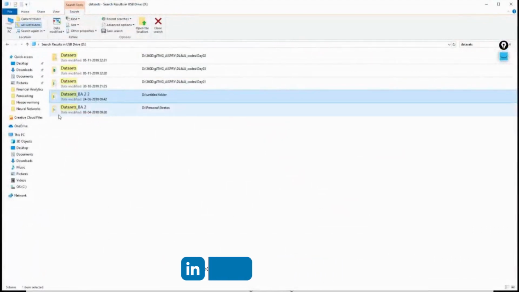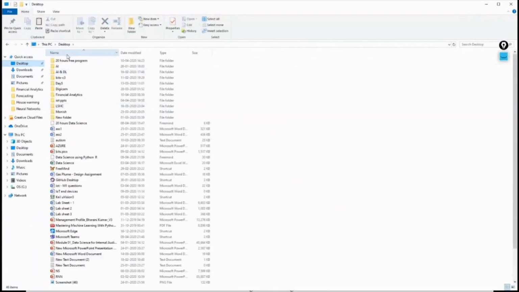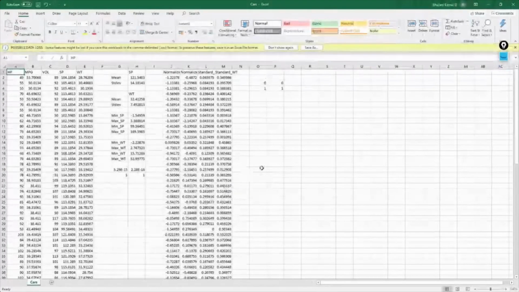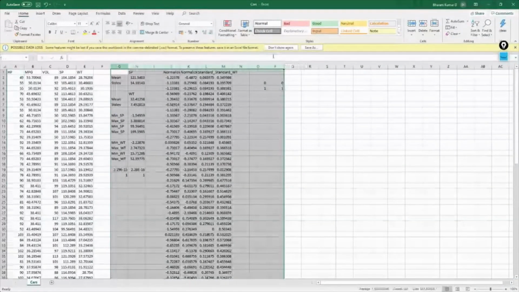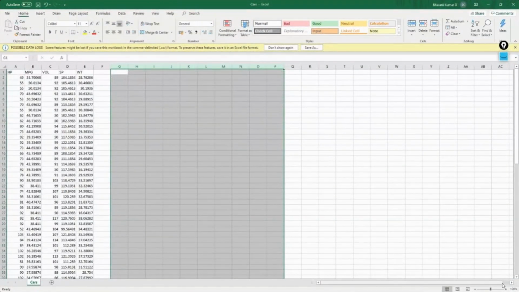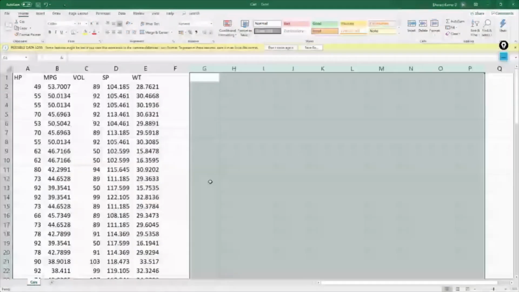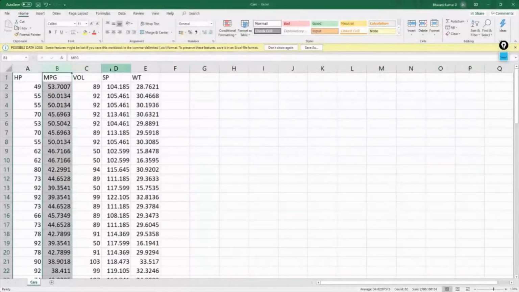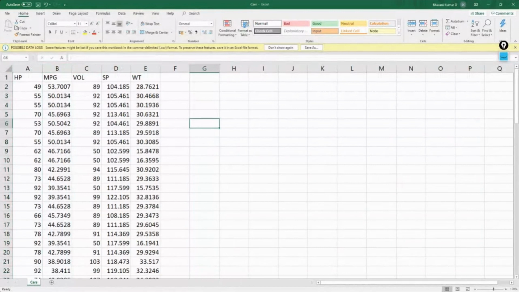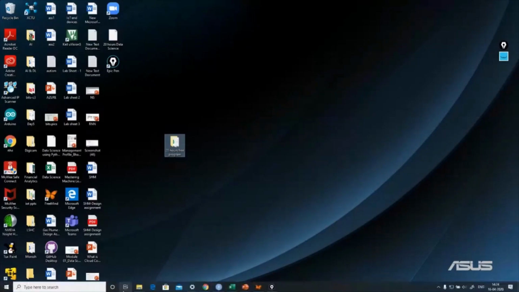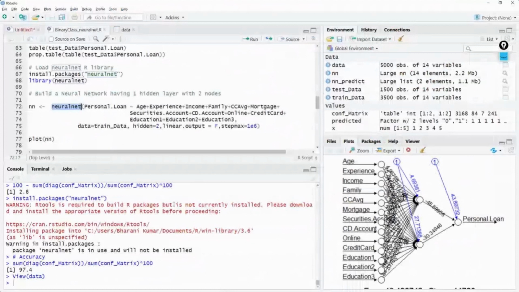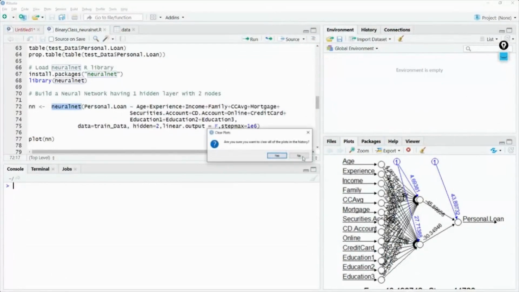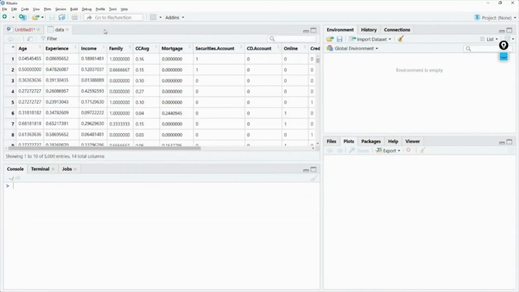So here is that dataset, cars. It's already there. Okay, so I will delete all of these which are irrelevant for your discussion. So you have mileage of the vehicle, the output variable, and you have multiple inputs: horsepower, volume, top speed, and weight. All I will do is open R. This is the neural network algorithm which we have built in R. I'll close that.